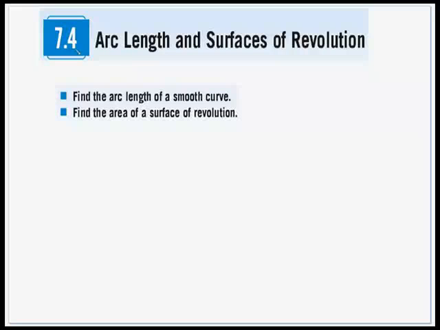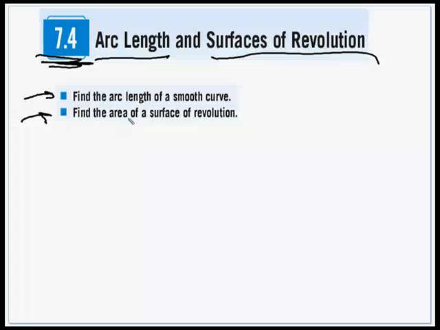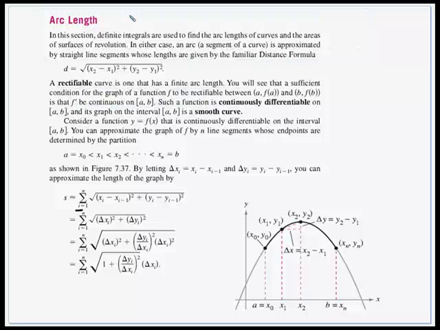Okay, in this video we're going to start section 7.4. The section covers arc lengths and surfaces of revolution. In this video we're just going to do the first bullet point, the arc length of a smooth curve. In the next video we will find the area of a surface of revolution.